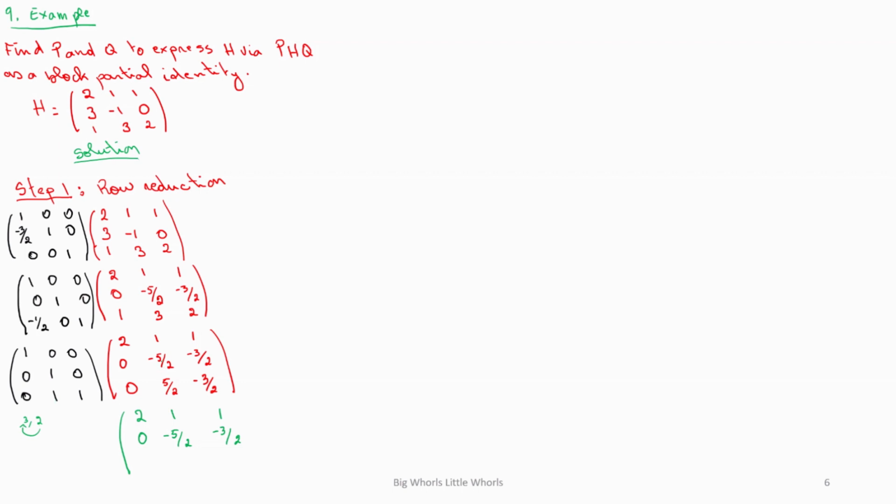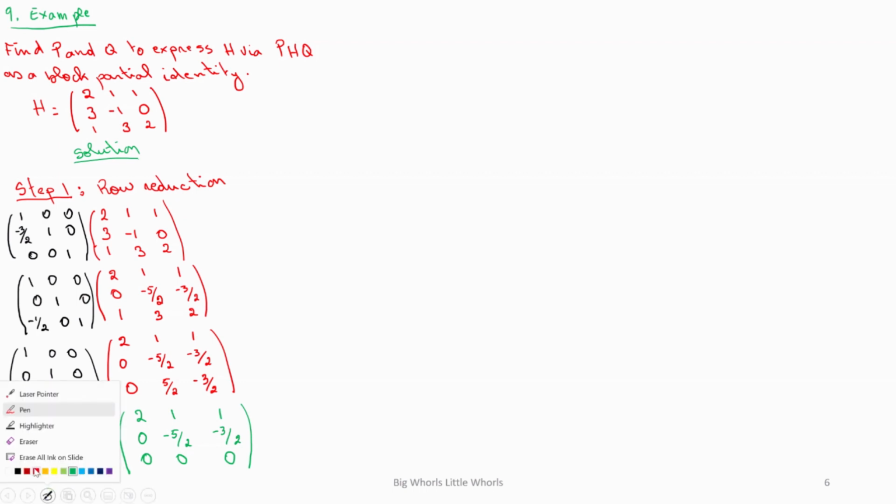Okay, so I want to add row 2 to row 3 to be able to eliminate the 5 over 2 in row 3. So we have 0, 0, 0 here. So we are going to stop here for the row reduction steps.